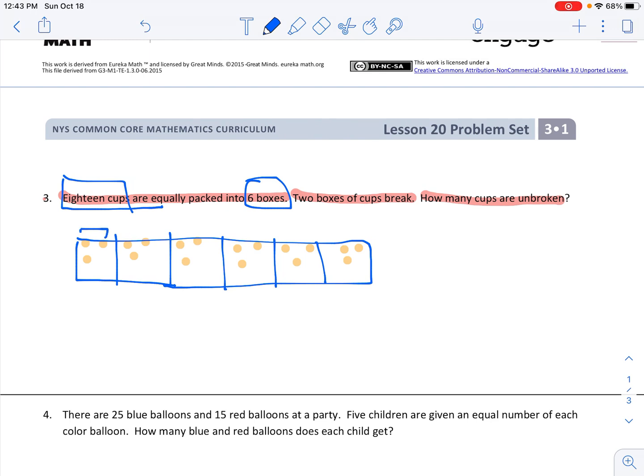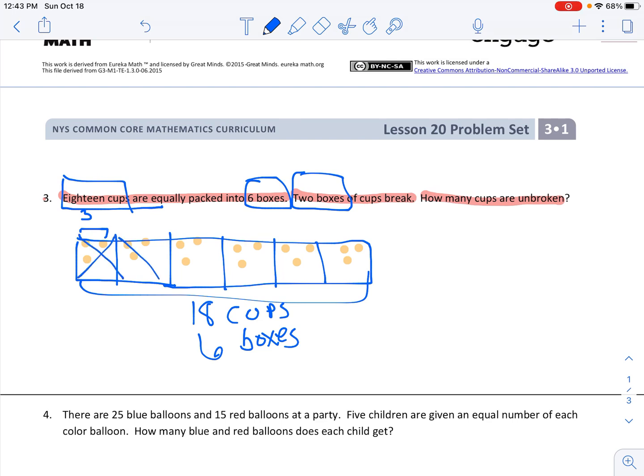So if I label my tape diagram, I have 3 cups in each box. All together down here, I have 18 cups, and I have 6 boxes. Okay, that's the first part of my problem, but that's not what they asked me to find. Then it tells me that 2 boxes of cups break. Well, all right, let's break them.